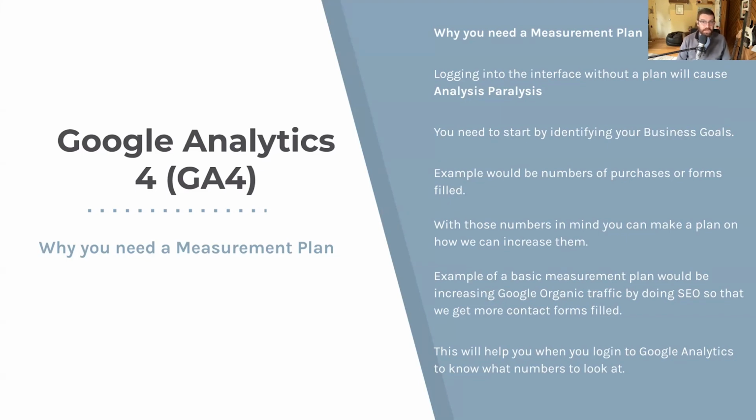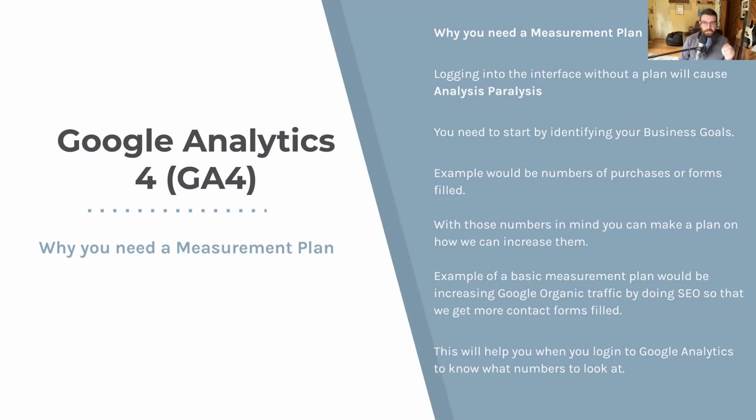So what we're going to do with that is take that number, the forms filled or purchases, and then make a plan on how we're going to increase it. A really basic plan would be increasing our Google traffic by doing SEO, which will get more people to our website, which means hopefully we're going to get more forms filled. And so that way you've got a metric that will help you to focus.